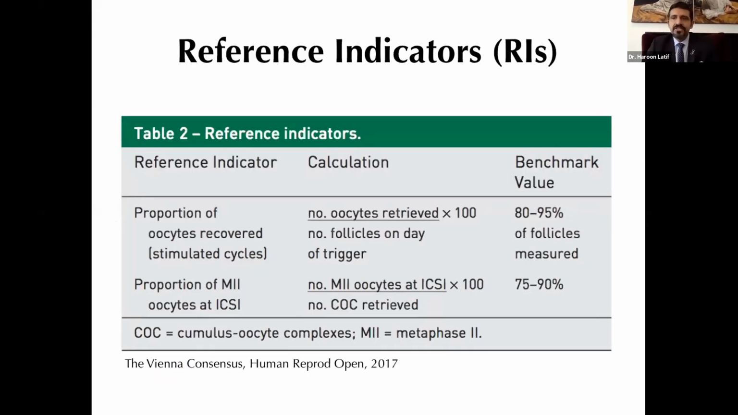Coming to the reference indicators, as I mentioned earlier, these are proxy indicators. They involve the proportion of oocytes that are recovered over the number of follicles on the day of the trigger. The benchmark set was 80 to 95% for them, and the proportion of mature M2 oocytes at the time of ESHRE. The benchmark for this is established to be around 75 to 90%.